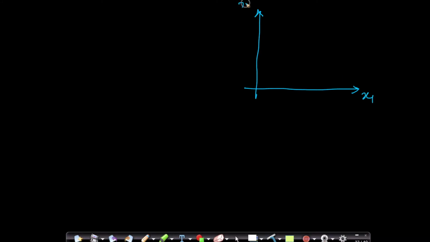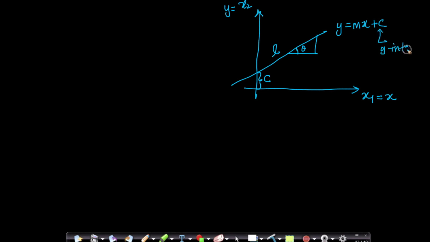Now let's say I have two axes, x1 and x2, and I have a line like this. My equation of the line, let's assume I wrote it as y equals to mx plus c, right? Where x1 is your x, your x2 is your y. Now what is m? M is nothing but the slope of this line. And c is called the y-intercept. C is this point on the y-axis where my line L intersects the y-axis. That is called my c. It is called the y-intercept. And my m is nothing but the slope of my line.